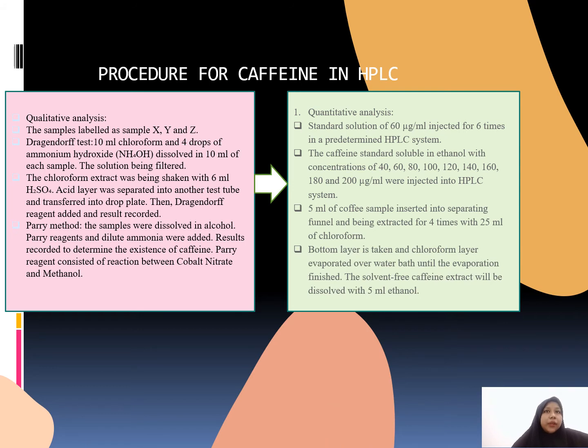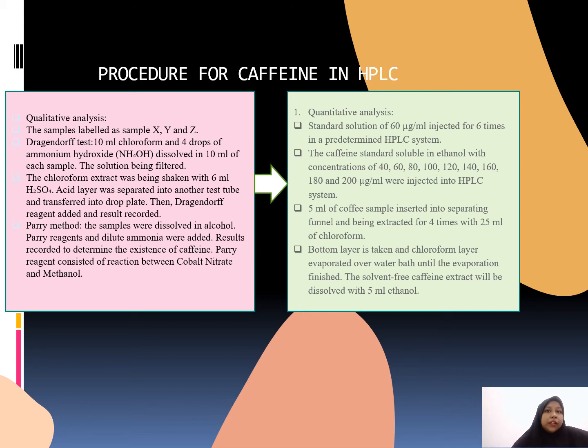Procedure for caffeine in HPLC. In qualitative analysis, the samples were collected from different stores and labeled as sample X, Y, and Z. In the Dragendorff test, 10 ml chloroform and 4 drops of NH4OH are dissolved in 10 ml of each sample and must be filtered. To ensure that the solutions are high quality enough to run in the experiment, filtering must be done. The chloroform extract was shaken with 6 ml H2SO4. The acid layer was separated into another test tube and transferred into a drop plate. Dragendorff reagents are added and the results are recorded.